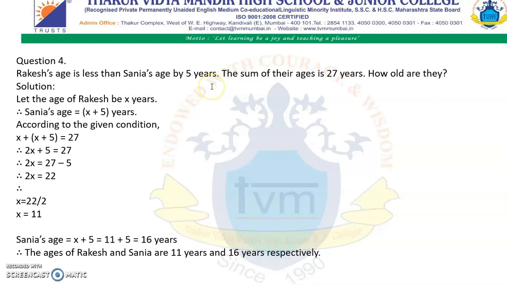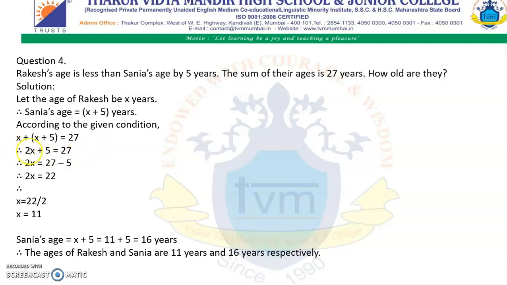Rakesh's age is less than Sania's age by 5 years. The sum of their ages is 27 years. How old are they? Let the age of Rakesh be assumed as x years. Sania is x plus 5 years. Rakesh's age is less than Sania's by 5 years, so Sania's age is what? She is greater than Rakesh by how many years? 5 years. According to the given condition, Rakesh plus Sania's age together is equal to what?